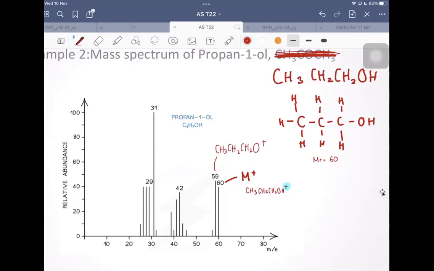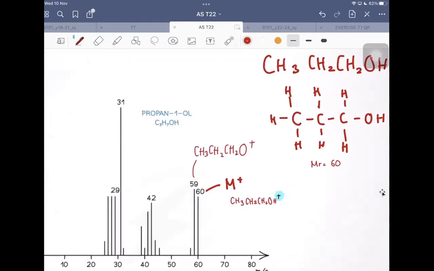Next, what can we do? Maybe we start fragmenting here. Imagine there is a fragmentation happening here. Okay, so you can either get CH3CH2+ in one fragmentation, and in another separate, different fragmentation, you can get CH2OH+.